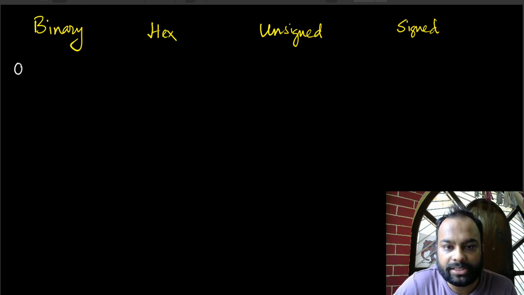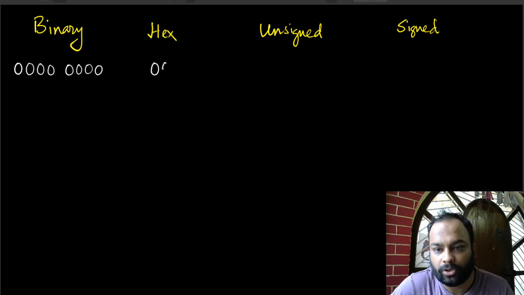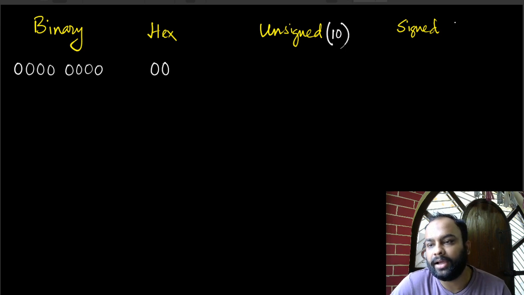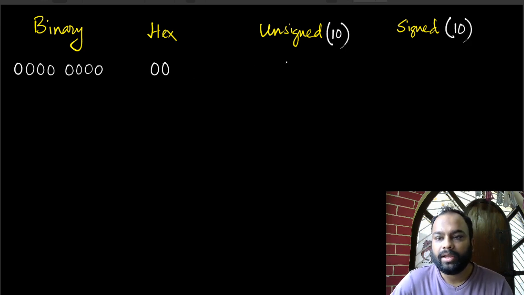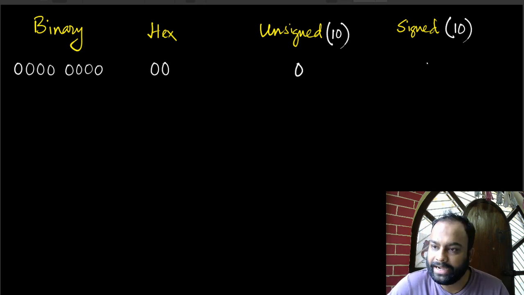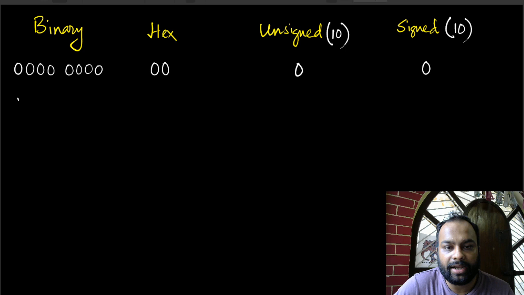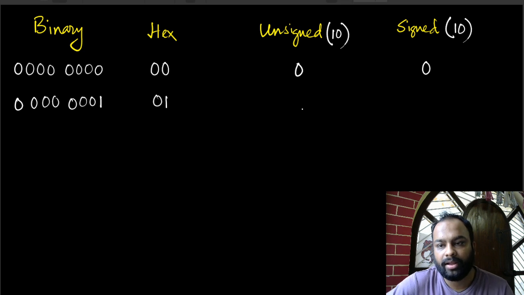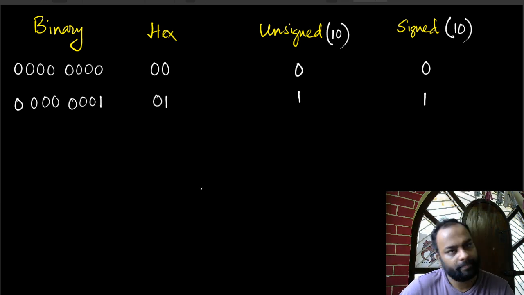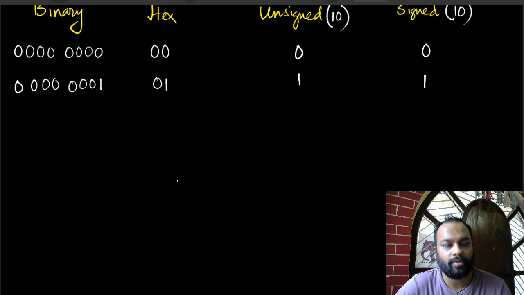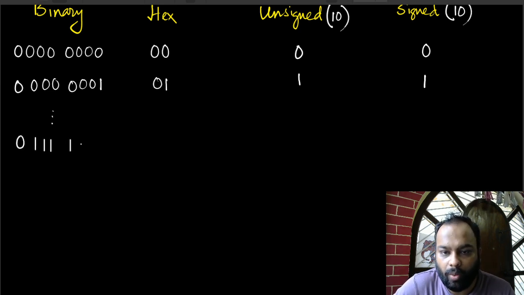Try to understand what I'm saying here. If the number is 0000 0000, in hexadecimal this is 00. In unsigned decimal, this is 0. In signed, this is also 0, right? Similarly, if this is 0000 0001, in hexadecimal this is 01. In unsigned this is also 1, and in signed decimal this is also 1, right? Understandable, right? And so on up to 01111111.